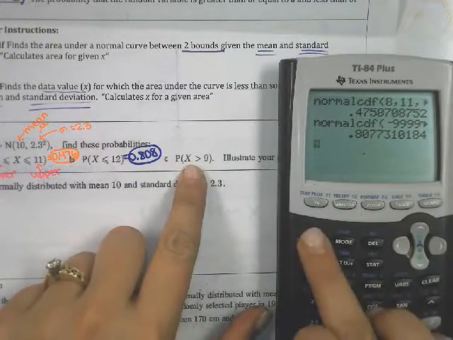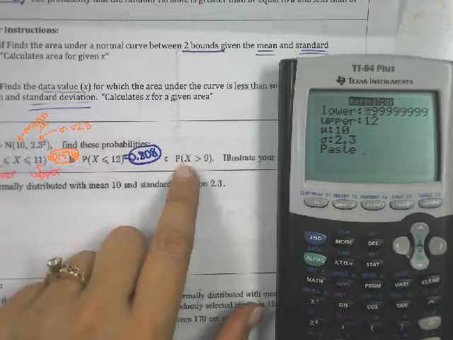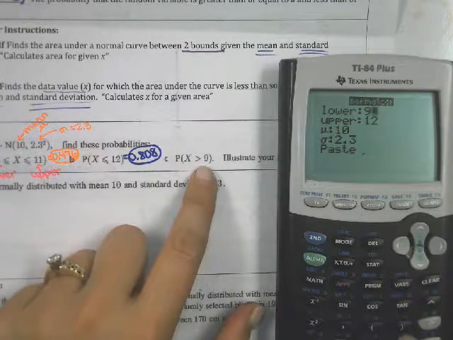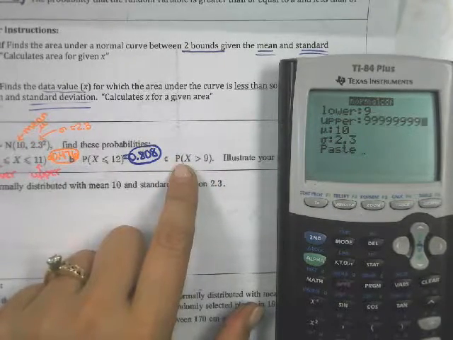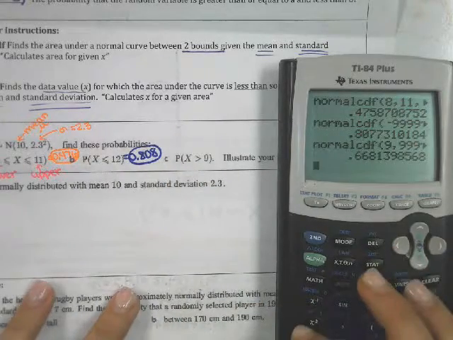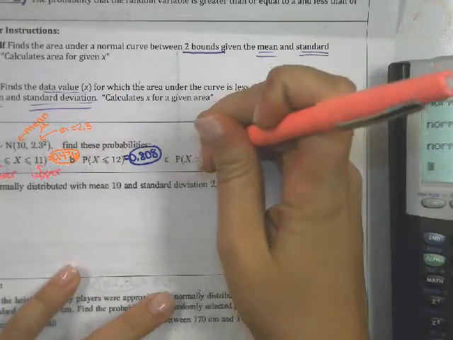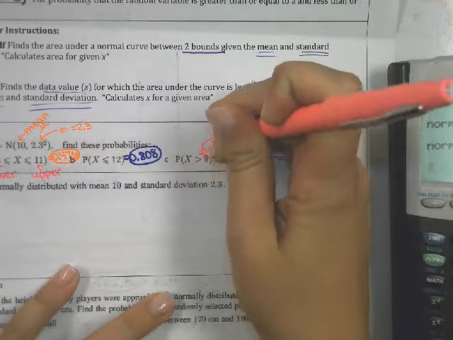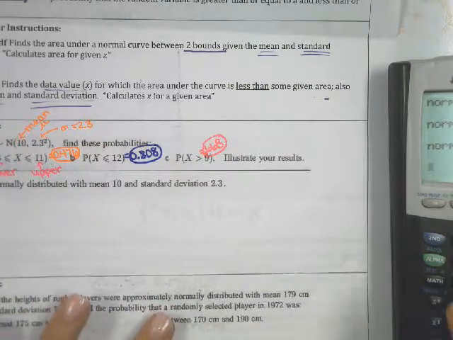For this one, x is greater than 9, same thing. Second distribution, normal CDF. Now we want x to be bigger than 9, so 9 is the lowest we want it to be. Bigger than 9, so I'm going to put a really big number here, a bunch of 9s. Same mean, same standard deviation, and this tells me that 66.8% of my data is greater than 9. So 0.668 is the probability our data is greater than 9.